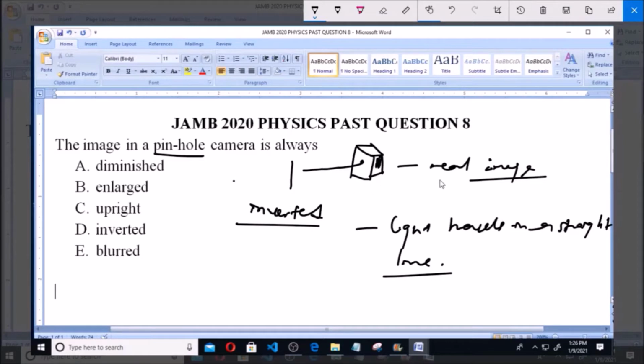Now the image formed is always real and inverted. The sharpness of this image depends on the size of the pinhole. If the size of the pinhole is big, the image will be blur, and if the size of the pinhole is small, the image will be sharp. So the answer to this question is option D, inverted. The image of a pinhole camera is always inverted because it is a real image.